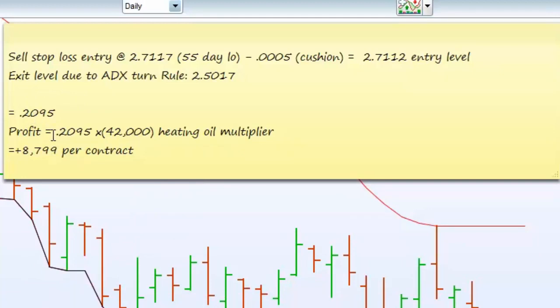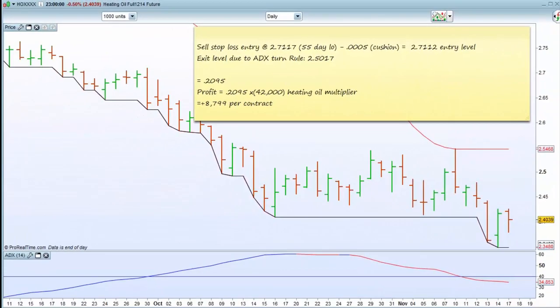Your profit is equal to 0.2095 times the heating oil multiplier, because remember, futures contracts have standardized values, and the multiplier for heating oil is 42,000 gallons per contract. That's how many gallons you control with each contract of heating oil, for a profit of $8,799 per contract that you own. Not bad. All right, let's move on to another example.